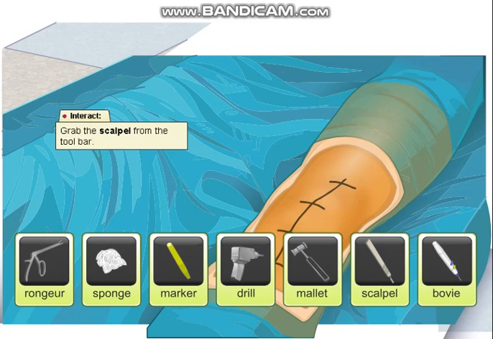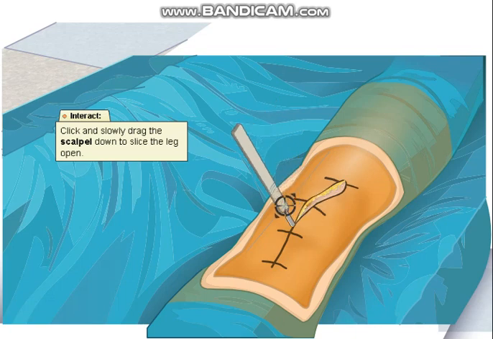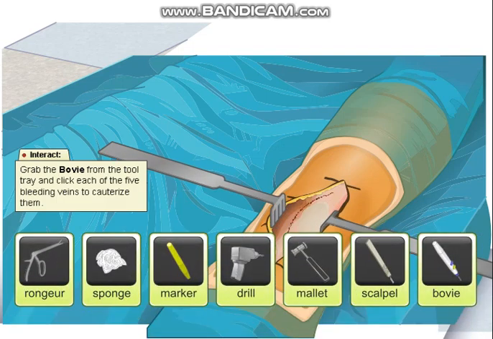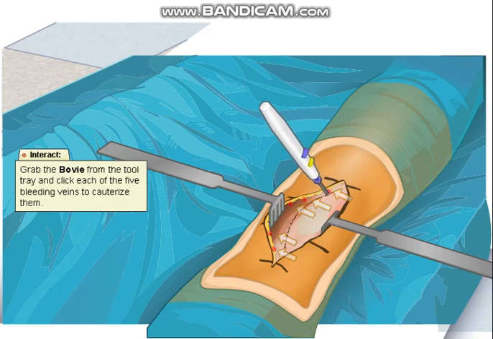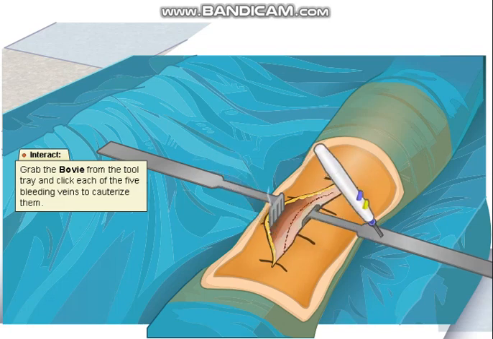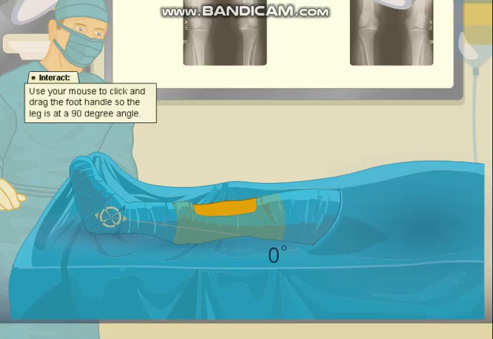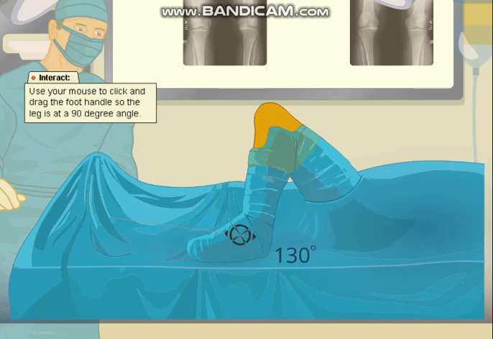Take the scalpel and cut the skin following your markings. Let's use the Bovie pencil to cauterize the veins. This will help decrease blood flow into the surgical field. The rake retractors fold the skin and tissue out of the way, exposing our patient's knee. To operate, we need the patient's knee elevated and bent so the bones are fully exposed.